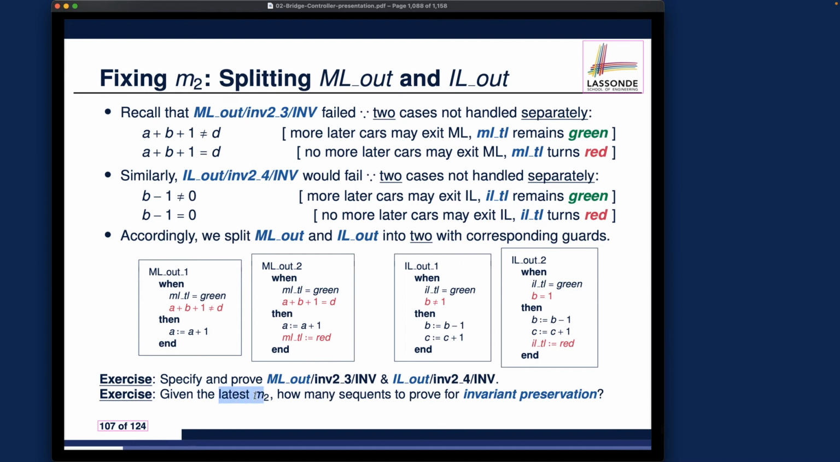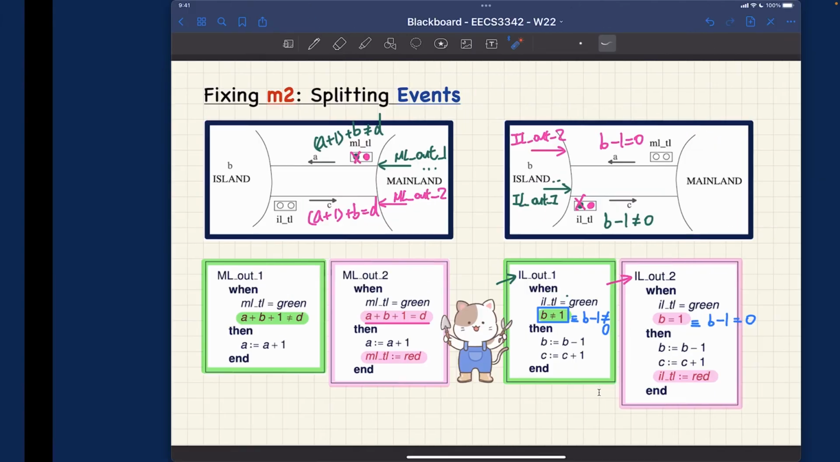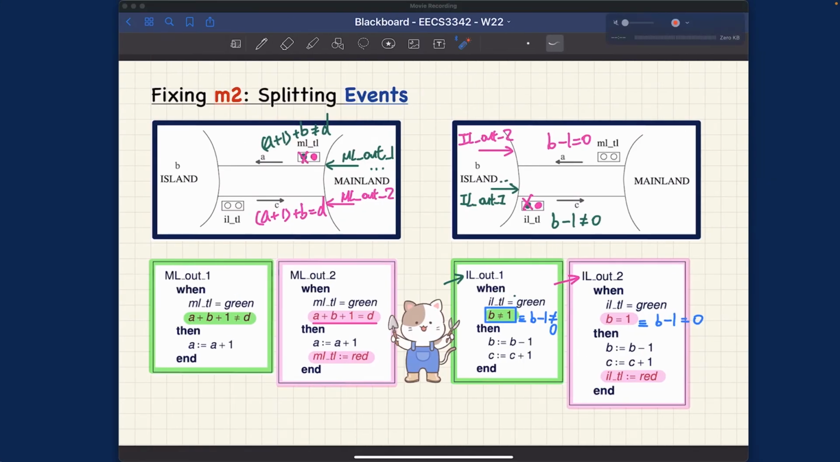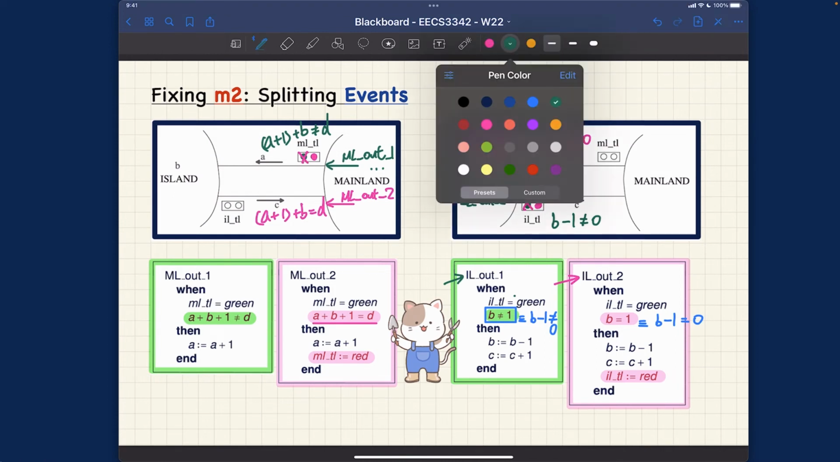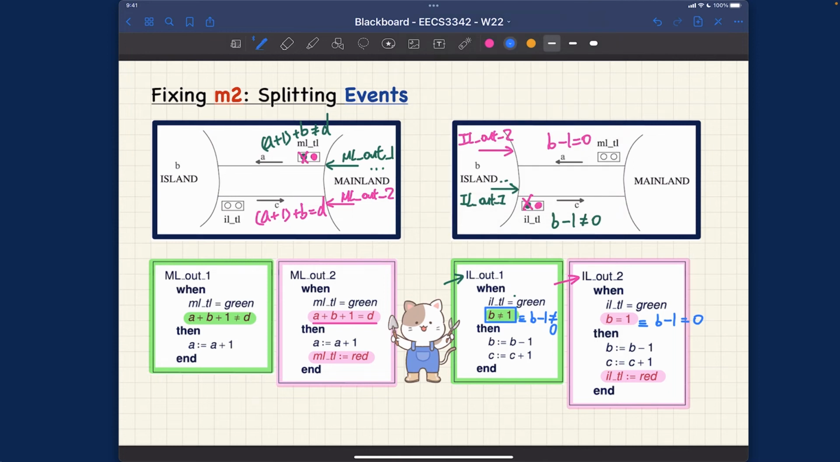Given the latest model M2, how many sequents do we need to prove for invariant preservation? Think about it: if you want to regenerate all the sequents, how many do you need to generate? Okay, it will be very important. How many events do we have now? I can tell you that we used to get 6, right? If you remember the magic number, we used to get 6.